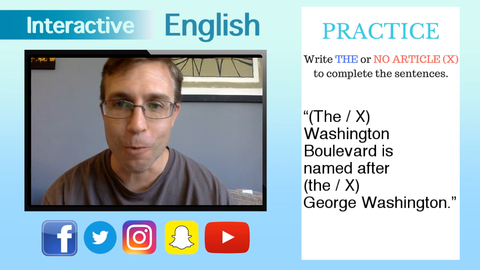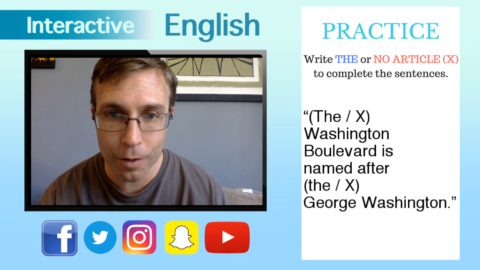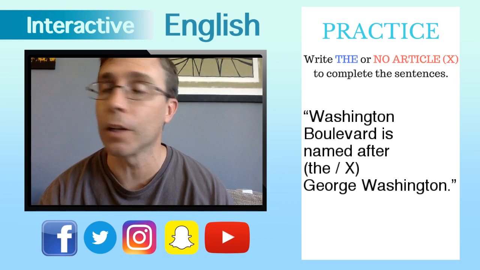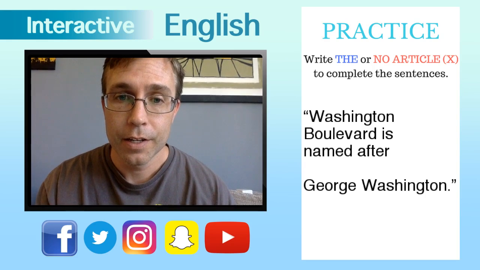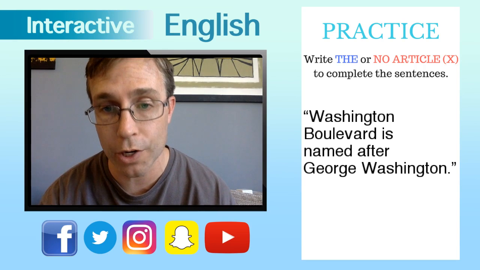Let's go over this. Washington Boulevard. Like I said, it is a street. Do we use articles with street names? No. There is no article in front of Washington Boulevard. Then George Washington is a person. Do we use articles with people? No. So this one, again: Washington Boulevard is named after George Washington.